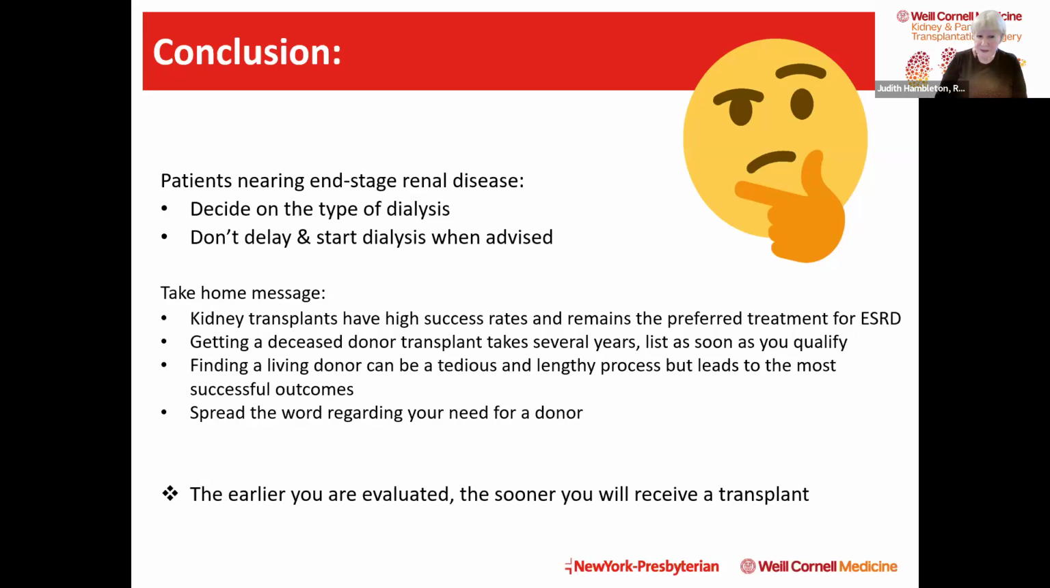So take-home message. Kidney transplants have high success rates and certainly remain the preferred treatment for end-stage renal disease. Getting a deceased donor transplant can take several years, so you need to list as soon as that GFR reaches 20, which is when you qualify. You could have 3 years, potentially more, before you actually need dialysis. Doesn't matter, you're getting waiting time.